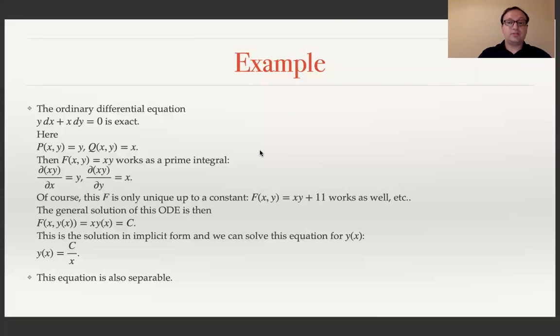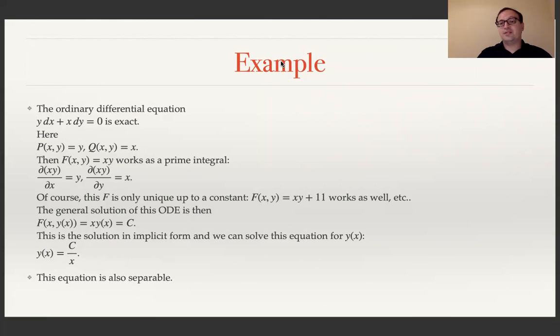This equation is also separable. I invite you to do the computations for yourselves, and you can find out that y prime is equal to minus y over x. And this is clearly separable because minus y over x is the product of a function of x, 1 over x, and a function of y, minus y. This is not a coincidence.